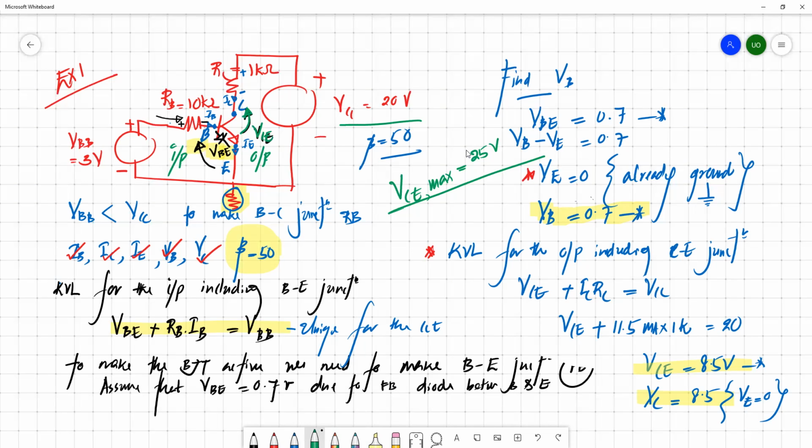VCE max is 25. Now you have to decide what would be the VCC. Let's assume I use a VCC of 35 volt. Can you do it? Yes. How do you manage to do it? You can place 25 volt here, and the rest of the 10 volt across this RC.